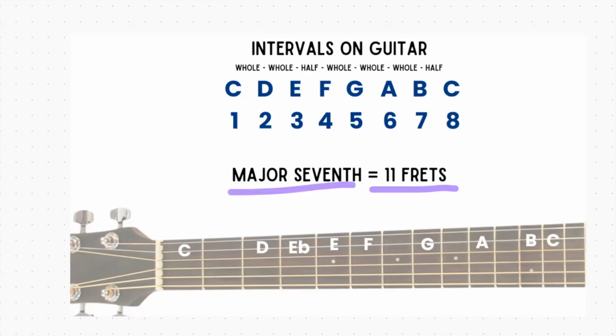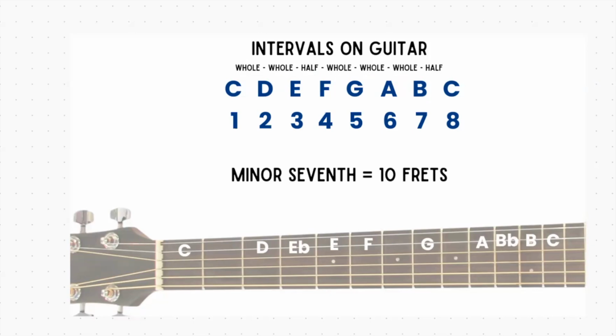Same reason, 2, 4, 5, 6, 7, 8, 9, 10, 11. Okay? 2, 4, 5, 7, 9, 11. Major 7 equals 11 frets on the guitar. Minor 7th equals 10 frets on the guitar.